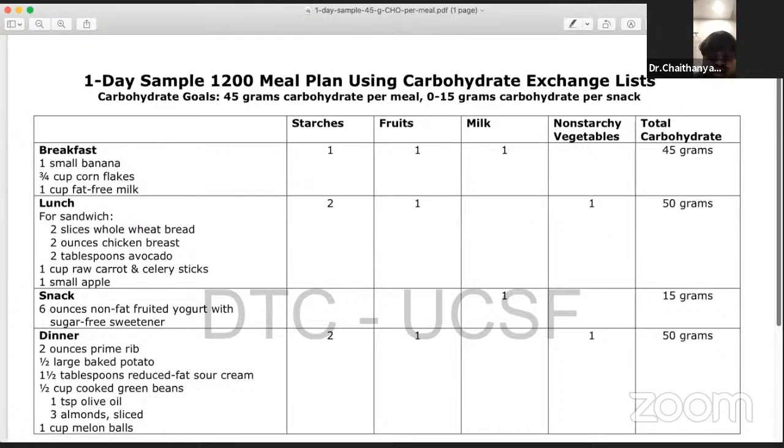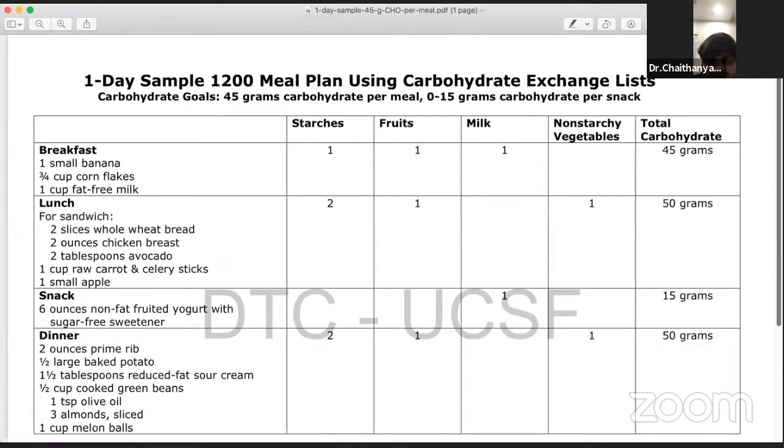And again, with each meal, we try to include the list of food materials, let it be starch, fruit, milk, non-starch vegetable, or a fat or meat. And again, within each list, we try to give servings. So 1 serving of a carbohydrate exchange is equal to 15 grams. 1 serving of a non-starchy vegetable is equal to 5 grams.